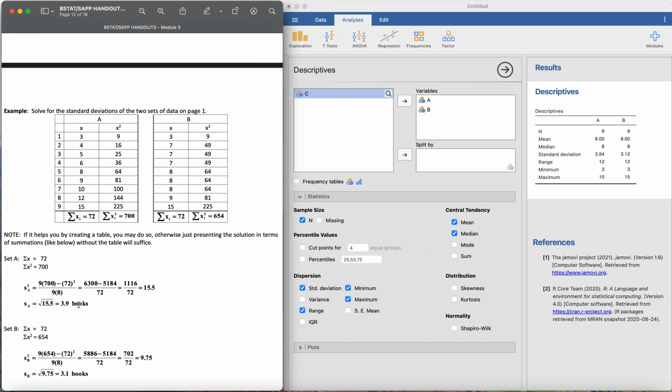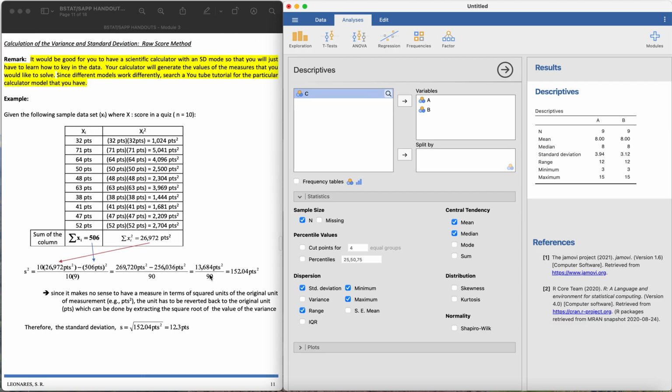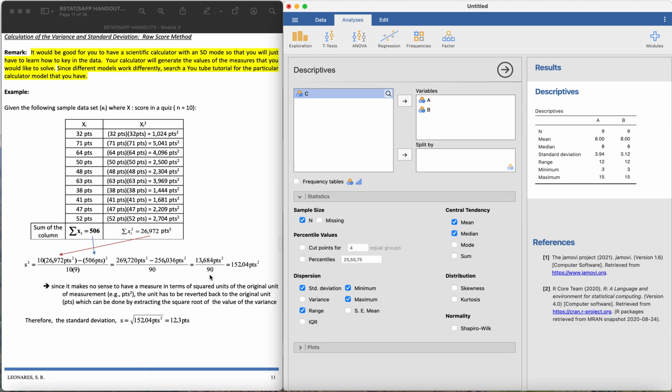It should be bottles, since we're dealing with drinks or soft drinks, so this should be 3.9, and then the answer is 3.94, pretty much okay. And for the set B, it's 3.1, so we have 3.12, which is correct. Okay, so let's go back one page before, and then we'll be answering this and really determine if the standard deviation is indeed correct.